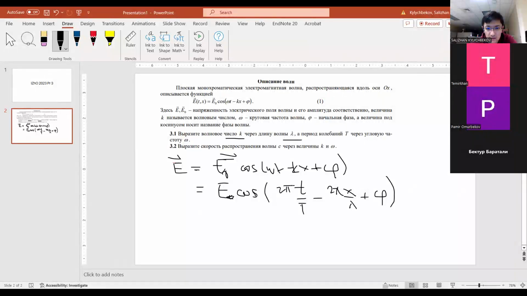So if you take a look at this, then k is the famous relation. I'm sure you saw it many times before. So k is 2 pi over lambda, and omega also, 2 pi over T. So the first one is very easy, simple. Next: express the wave propagation speed c through k and omega. This is the second one.